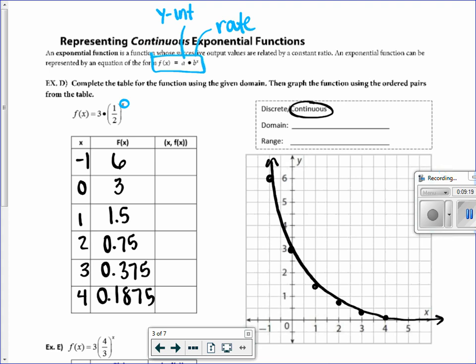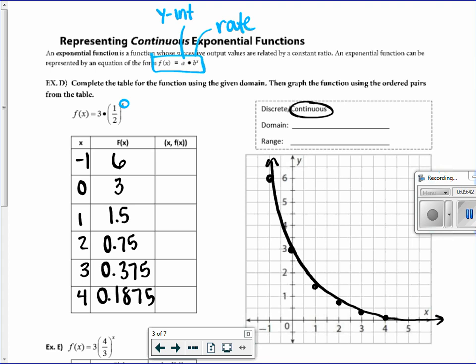There is always going to be a line for exponential graphs that the graph does not cross. That line is called an asymptote. Most times it's going to be our x-axis. We'll talk more about that on Thursday, but most times it'll be our x-axis, so there's always going to be that line that the graph is not allowed to cross.